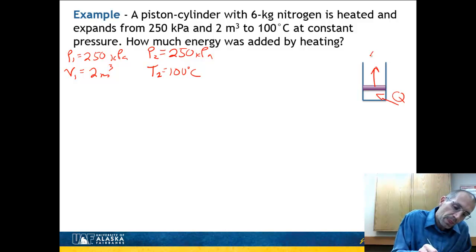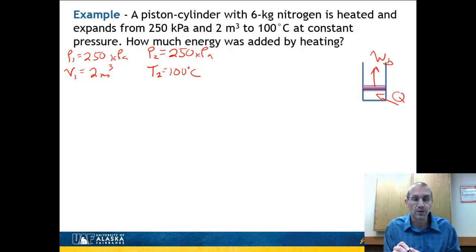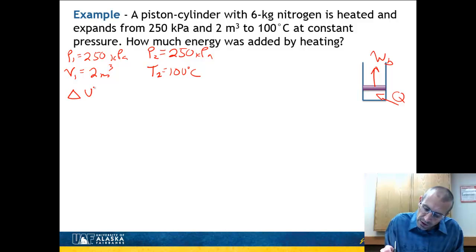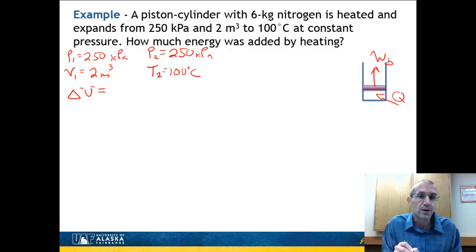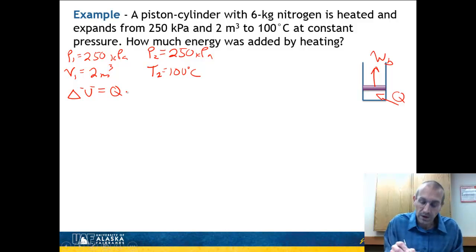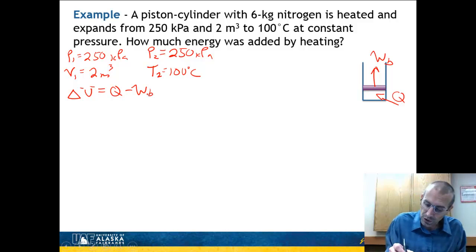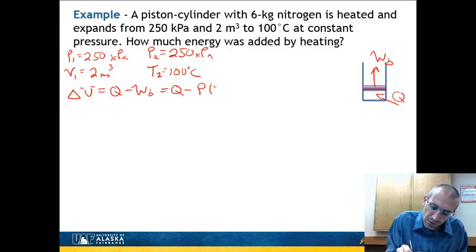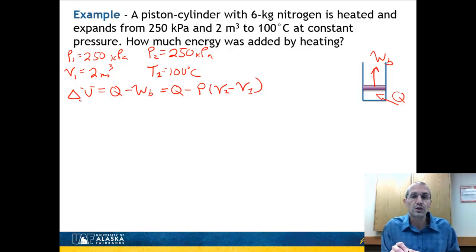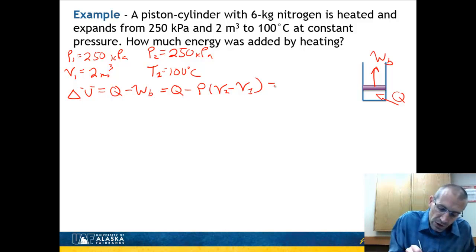We have a piston cylinder, so we have some boundary work occurring, and this is constant pressure boundary work. So we can go ahead and write down our first law energy balance for this. Delta U, change in energy, is equal to the energy that goes in, which is Q, minus what goes out, which is minus W_B. And since this is constant pressure boundary work, we can write this as Q minus P(V2 minus V1). And recall, delta U we can relate to the heat capacity, so that is equal to m Cv (T2 minus T1).